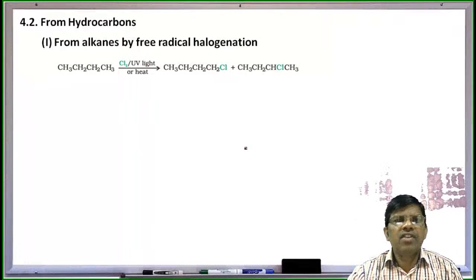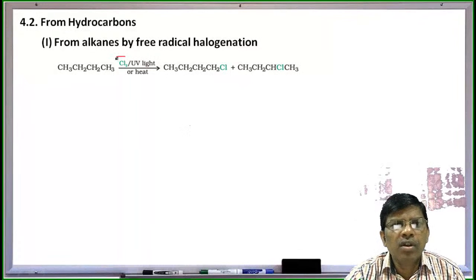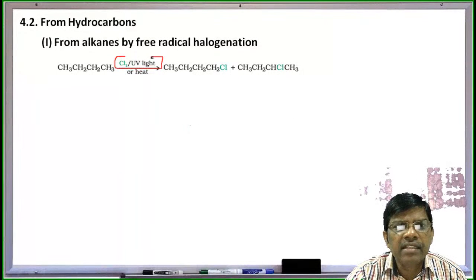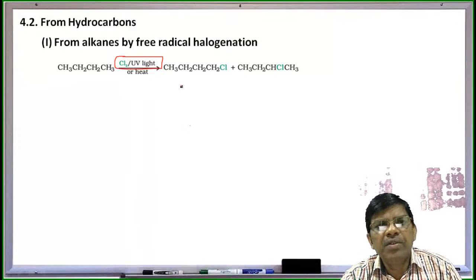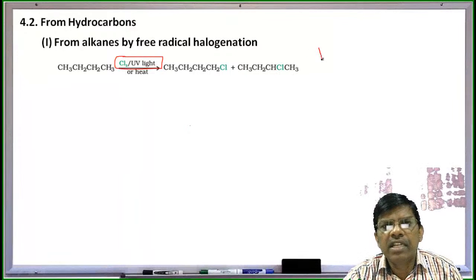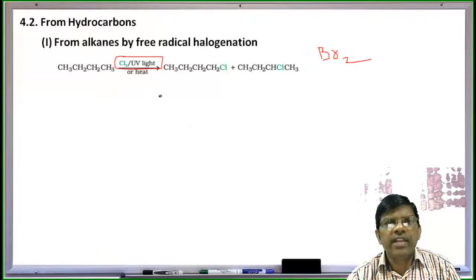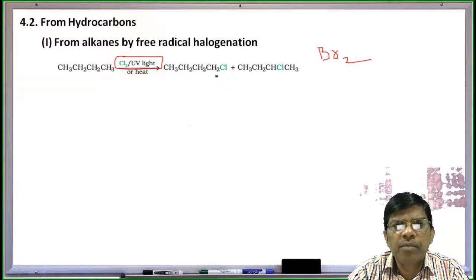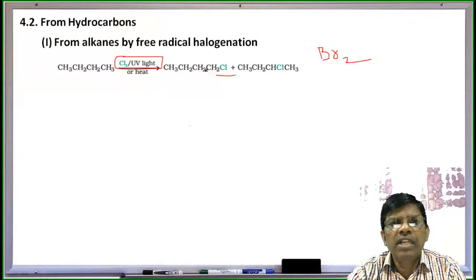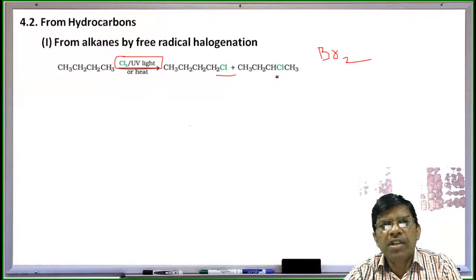During the alkanes chapter we have learned that free radical halogenation can be done in presence of chlorine and UV light. This concept is very, very important, students. So chlorination can be done using UV light. However, bromination is sluggish, and iodination you are not supposed to do with this method, right? However, from alkanes free radical halogenation, what is happening? It is going to give a mixture of compounds. For example, 1-chlorobutane and 2-chlorobutane, like this we are going to get a mixture of compounds.